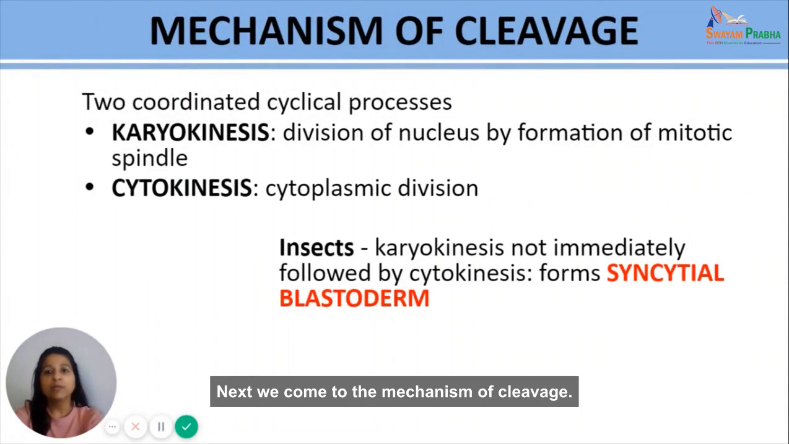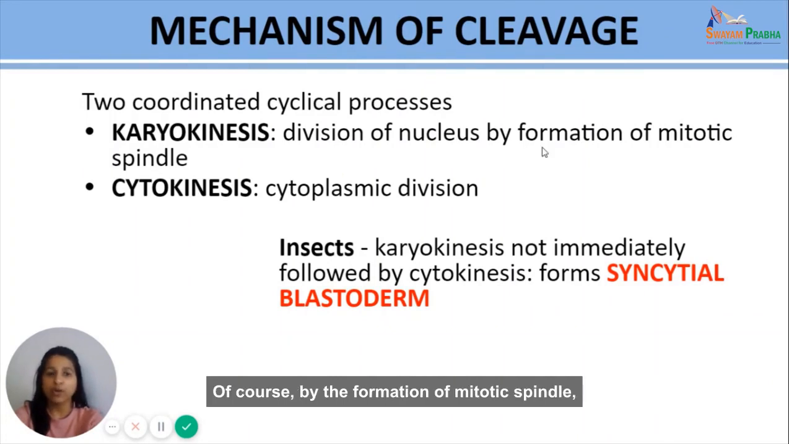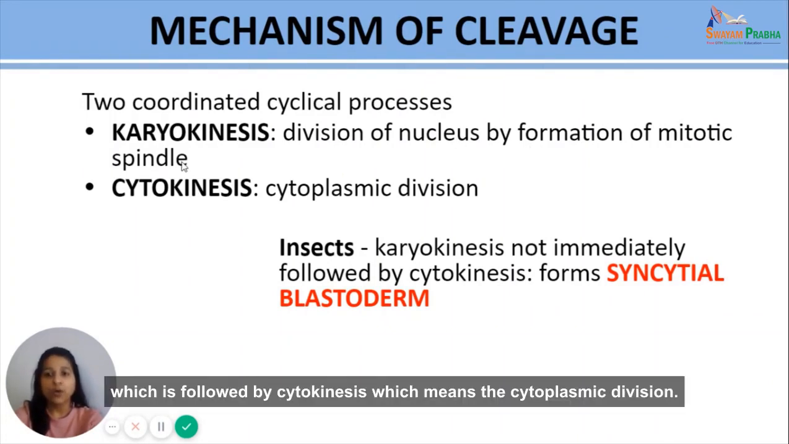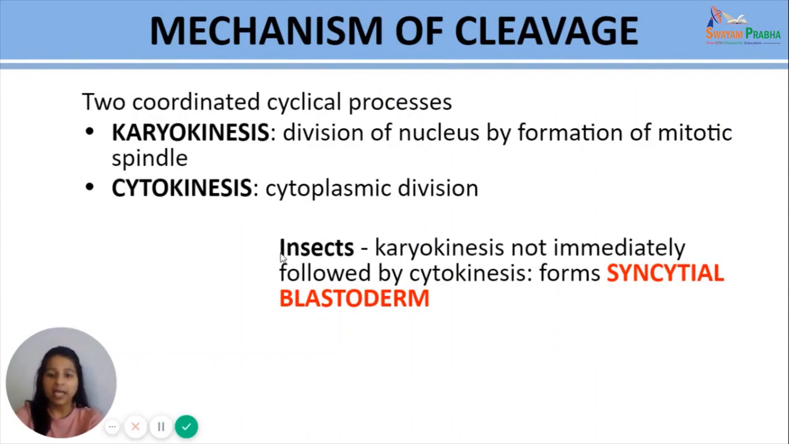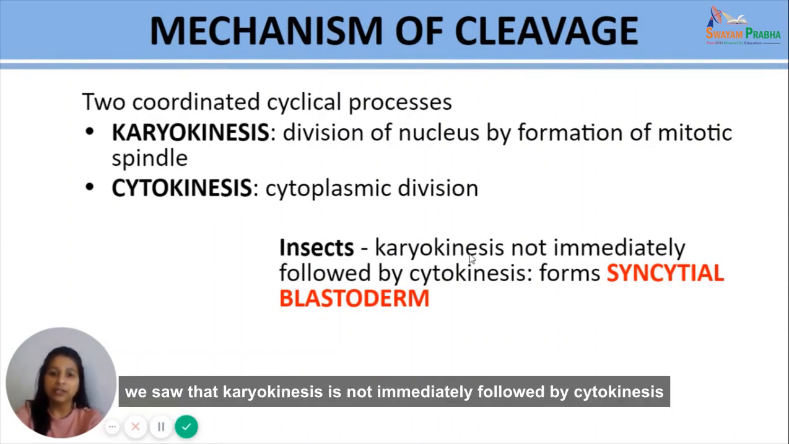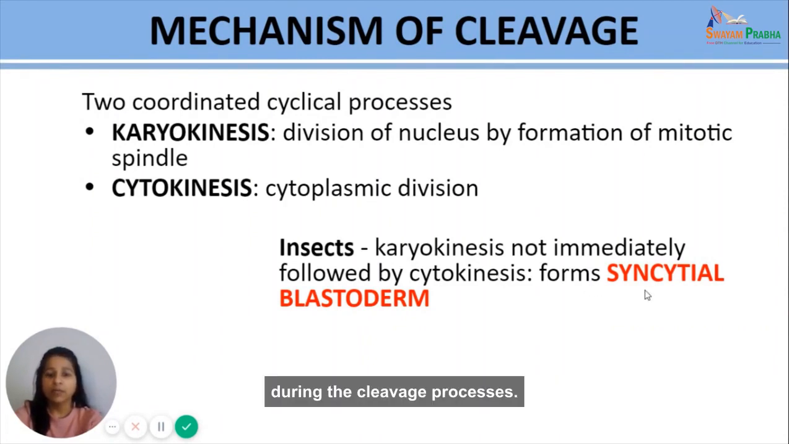Next, we come to the mechanism of cleavage. So cleavage consists of two coordinated cyclical processes which follow each other. The first being karyokinesis, which involves the division of nucleus, of course, by the formation of mitotic spindle, which is followed by cytokinesis, which means the cytoplasmic division. Here it is important to note that in insect egg, which is centrolecithal in nature, we saw that karyokinesis is not immediately followed by cytokinesis. And this helps in the development of syncytial blastoderm during the cleavage processes.